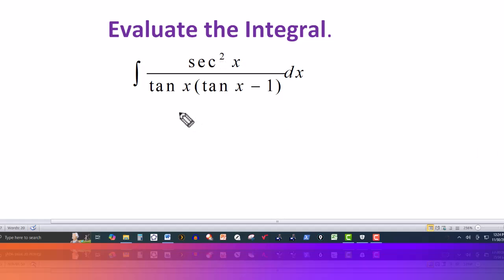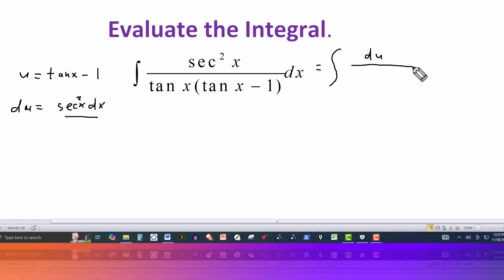So we could probably solve this problem letting u equal tangent of x or u equal tangent of x minus 1. I'm going to let u equal the tangent of x minus 1. So it'll be a standard u substitution. du then would equal secant squared of x dx. So we'll transform this into an integral involving u. So again, secant squared x dx is right here. That's du.